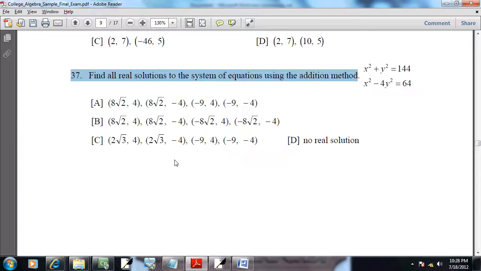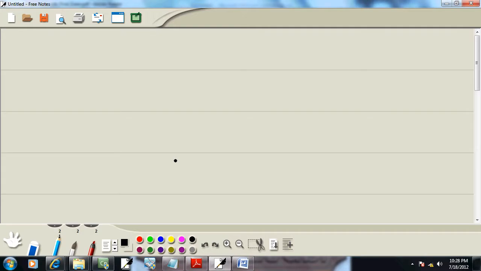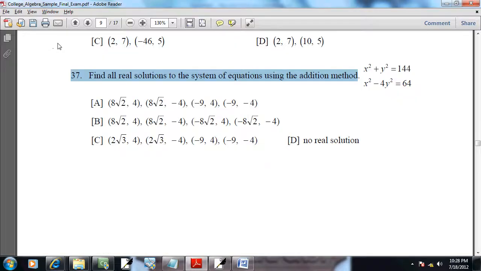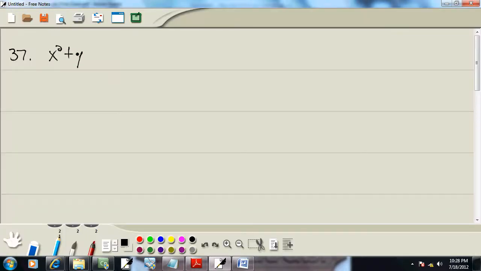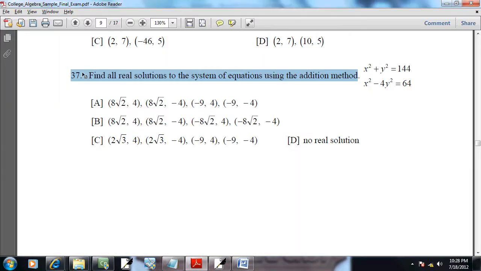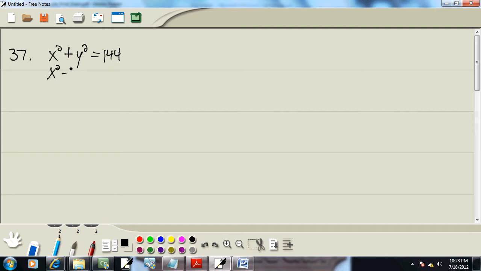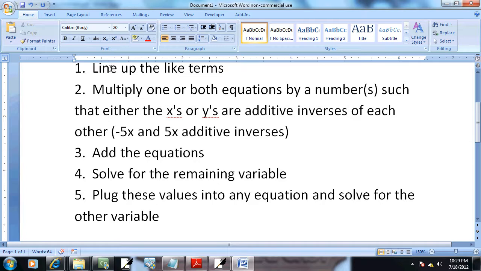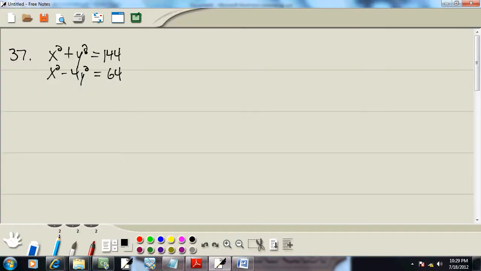So let's look at these with respect to this problem. We've got x squared plus y squared equals 144, and x squared minus 4y squared equals 64. Okay, step 1, line up the like terms. Well, the x squareds are lined up, y squareds are lined up, numbers are lined up. Sometimes you can't match them up exactly because one may have a y and the other doesn't, but you line them up as best you can.